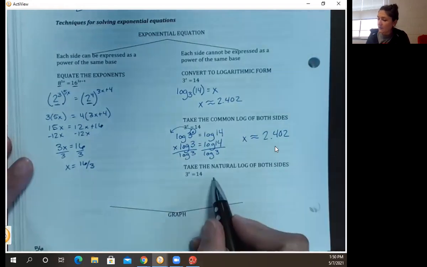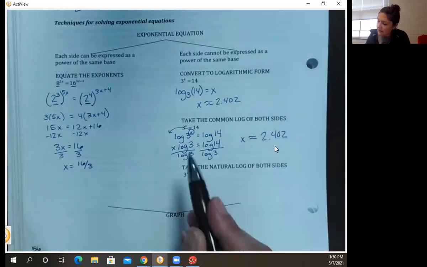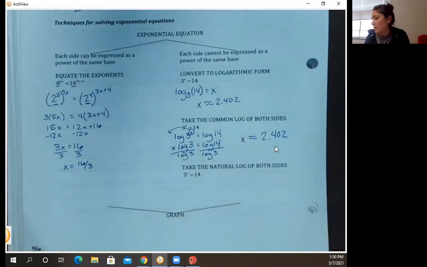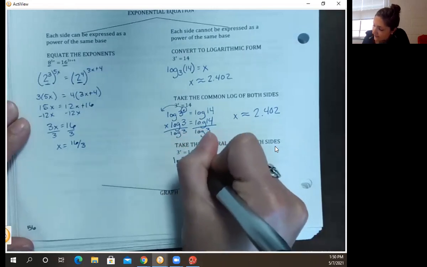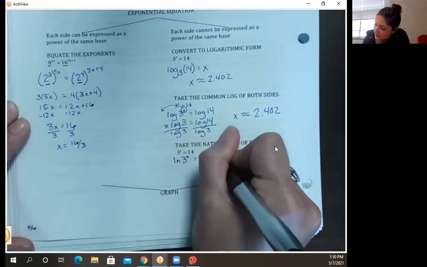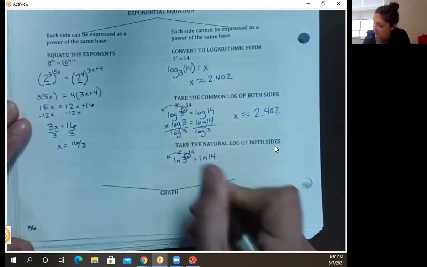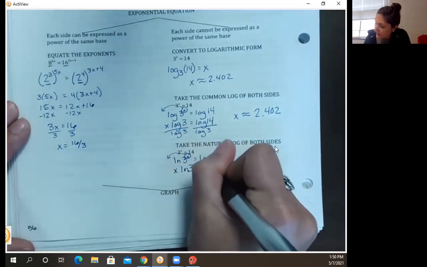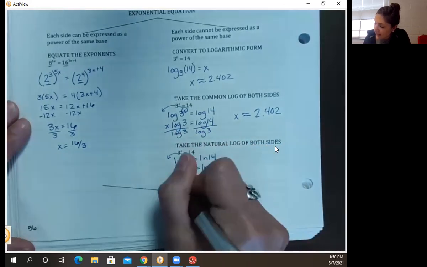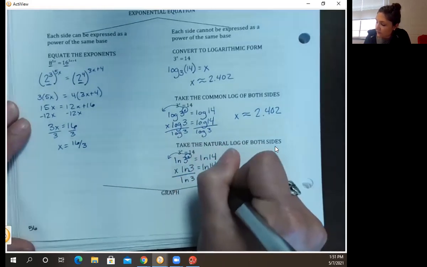And then another option that we have, this is sort of the same idea as what we just did, but instead of taking a common log, we could take a natural log of both sides. So that would be the natural log of 3 to the x equals the natural log of 14. And again, that exponent rule tells me I could throw this guy in front. So I would have x times the natural log of 3 equals the natural log of 14. I want x by itself, so I'm going to divide both sides by the natural log of 3.